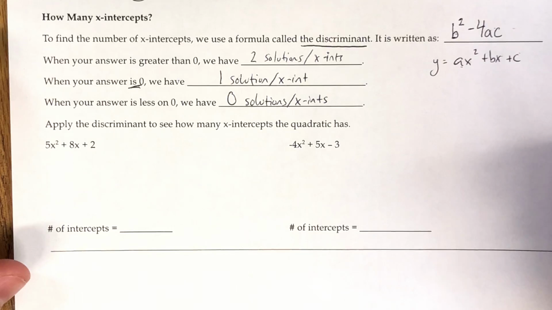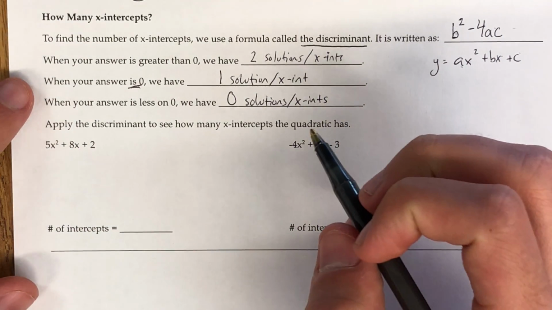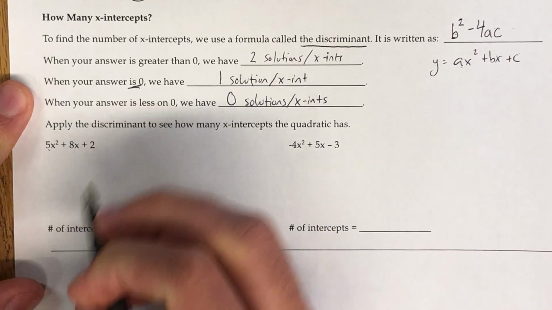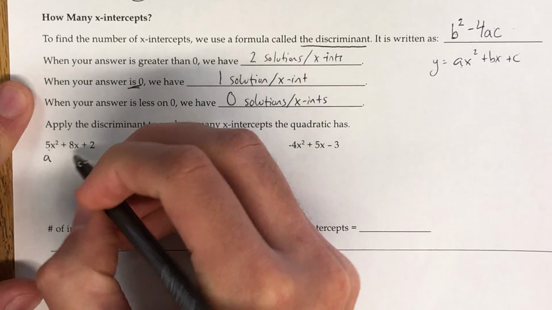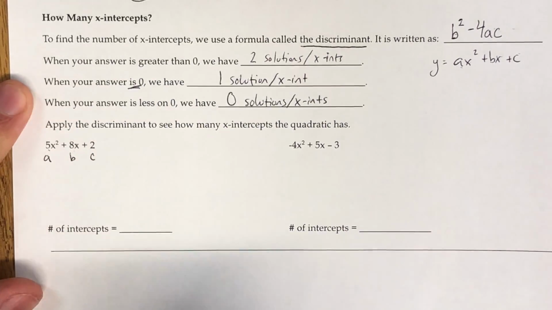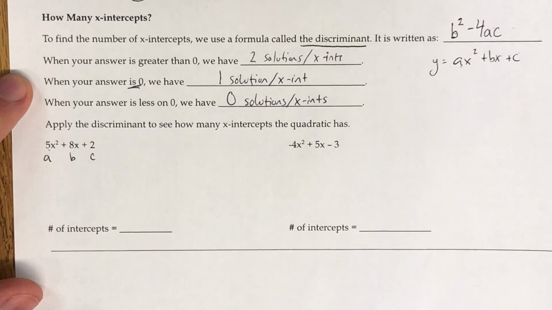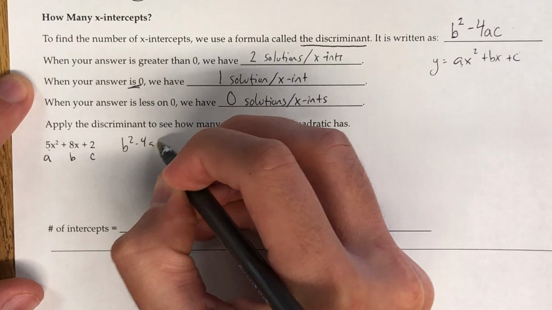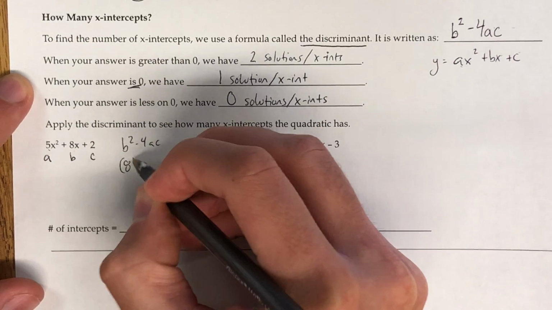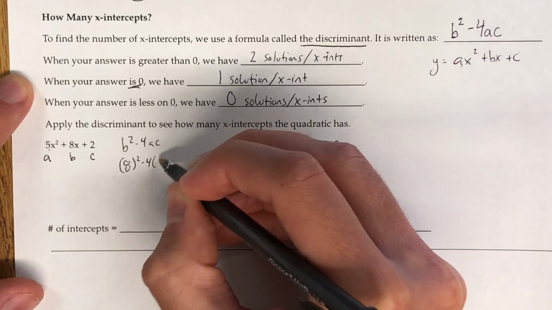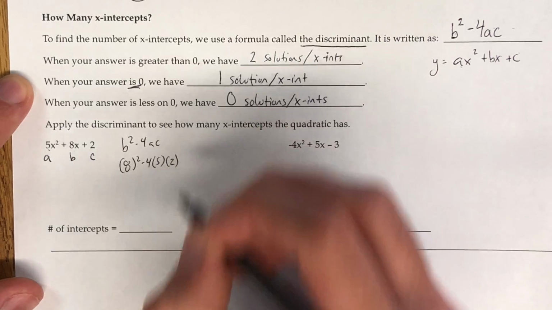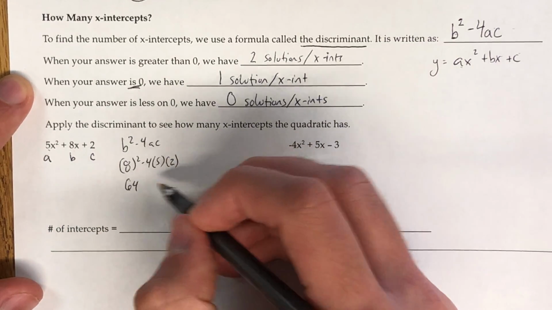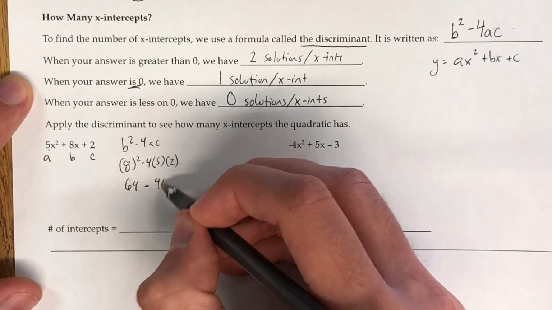So let's apply the discriminant here to see how many x-intercepts the quadratic has. So if we have 5x squared plus 8x plus 2, x squared is our a term, x is our b, our number is c. So we plug those into the discriminant formula, into b squared minus 4ac. So our 8 is our b, our 5 is our a, our c is 2. 8 squared is 64. 4 times 5 times 2 is 40.